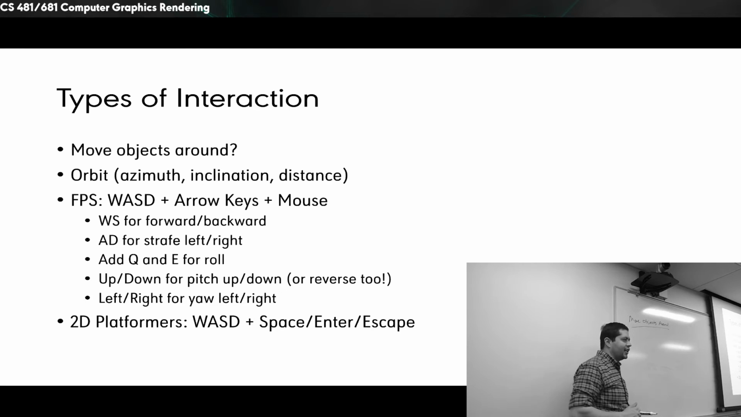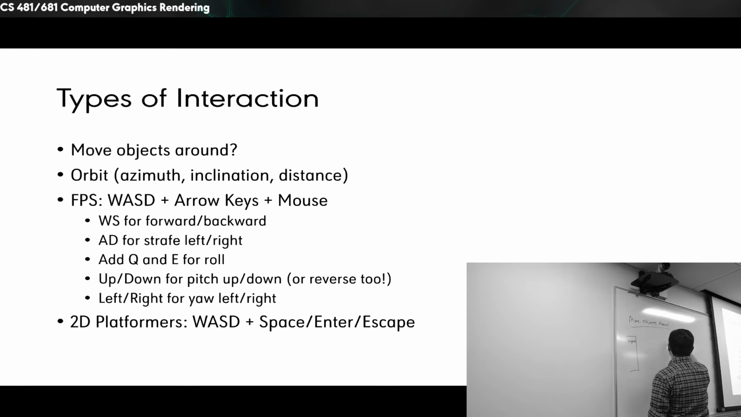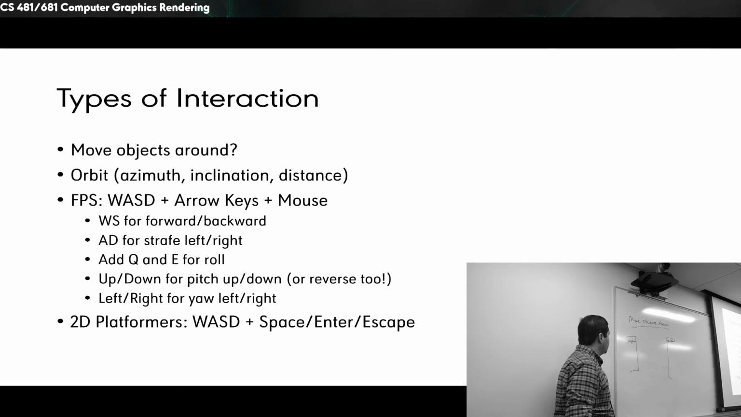Move objects around kind of implies we're talking about interaction, okay? So let's think about it from this standpoint. We have input, output. So what do we think we mean by input when I say we want to move objects around? What do we think? What are we going to use to control how that works?